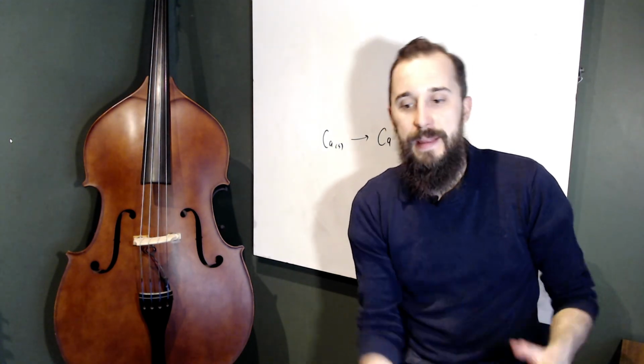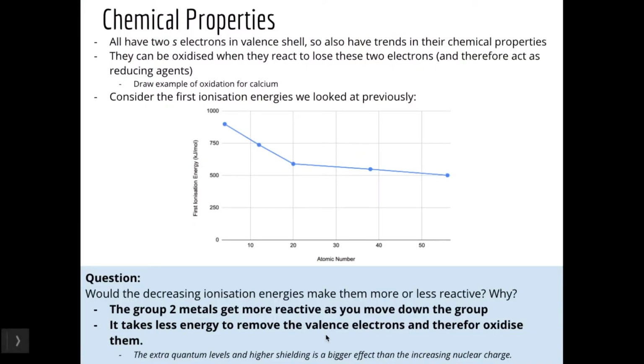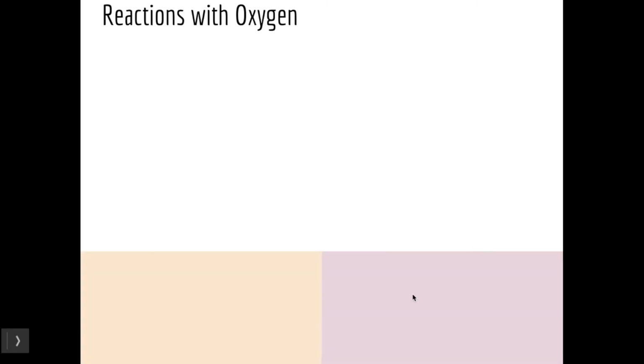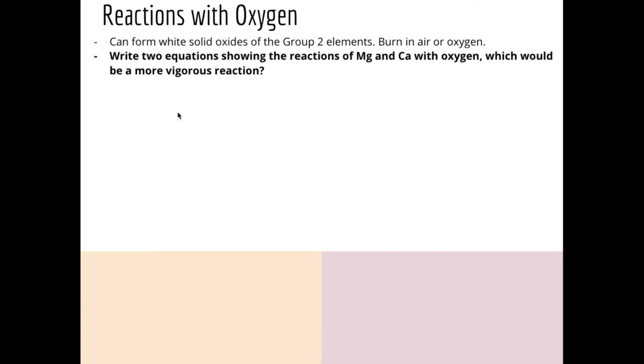it turns out that the effect of the quantum levels and also the shielding, because they kind of go hand in hand, outweighs the effect of the increasing nuclear charge. So less energy to remove those electrons makes them more reactive because it's easier for them to do so. Let's illustrate that with a reaction with oxygen. We can form white solids of the group 2 elements. They burn in air or oxygen.